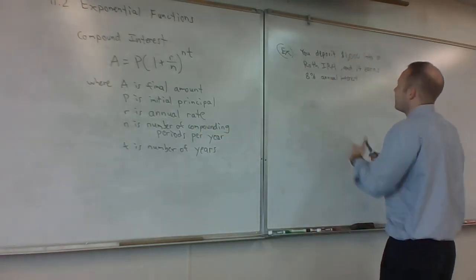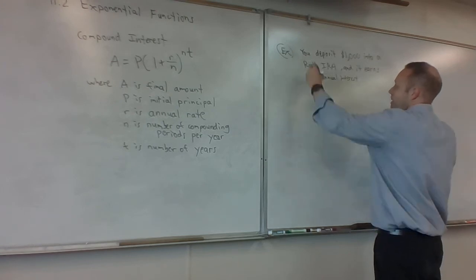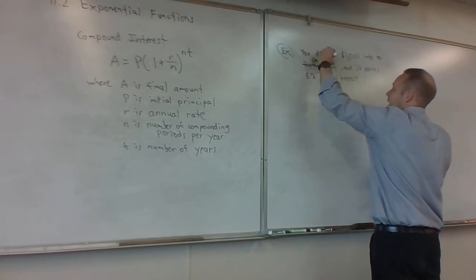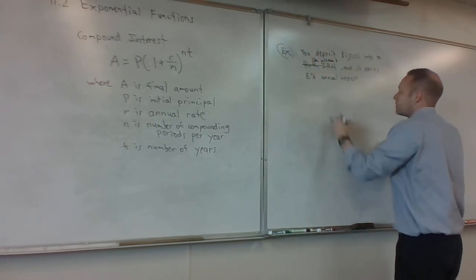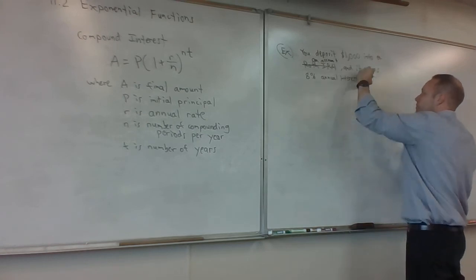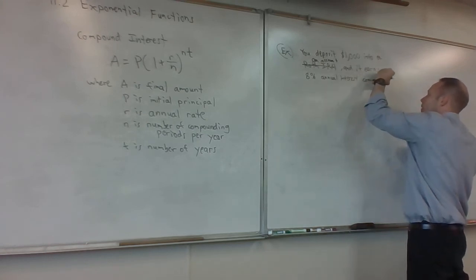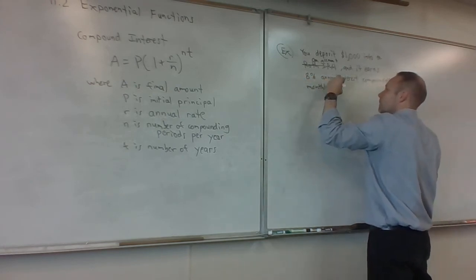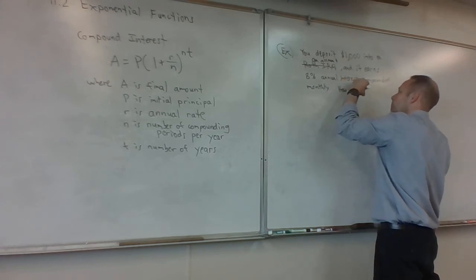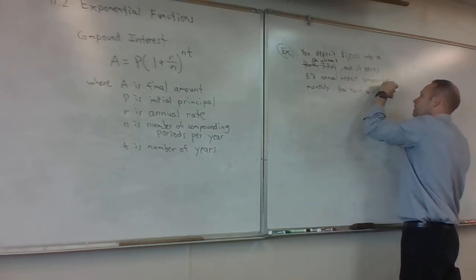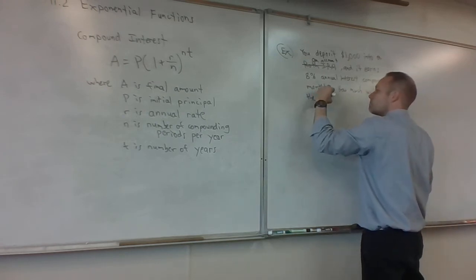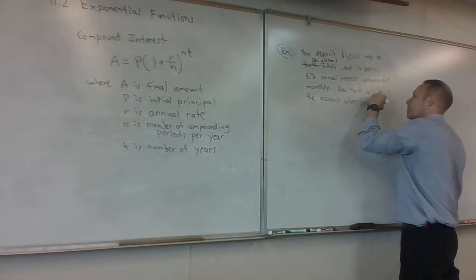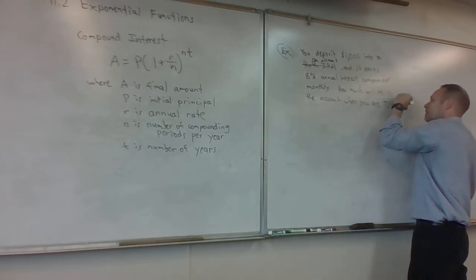But rather than a Roth IRA, because those don't get compound interest, I'm just going to say it's into an account, whatever kind of account it is. And it earns 8% annual interest compounded monthly. How much will be in the account when you are 70 years old?